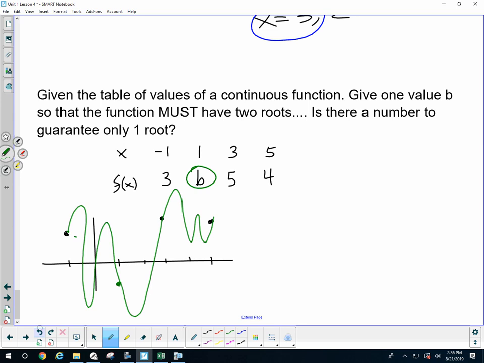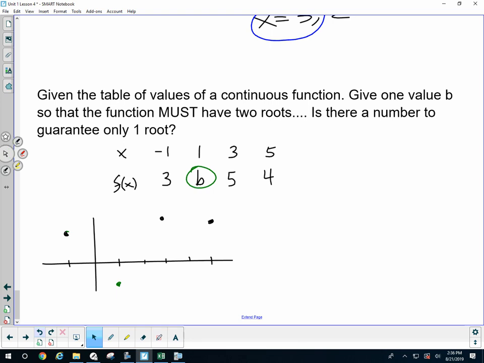Okay? Now, where does this green dot have to be to guarantee that there's at least 2 roots? Is it up here, here, down here? But first of all, what's a root? Yes, a root is that's important to know. If you don't know that, make sure you know that now. Okay? When we intercept the x-axis, it's when y equals 0.